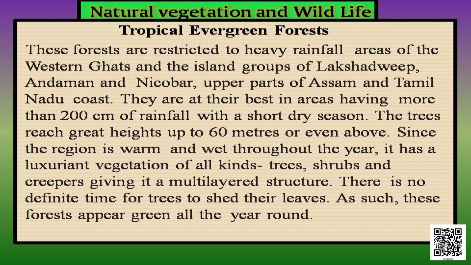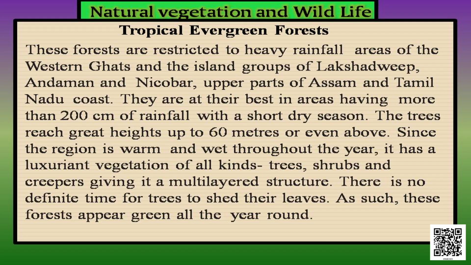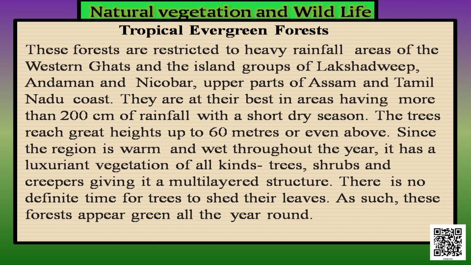In these areas, due to heavy rainfall of more than 200 centimeters of annual rainfall with a very short dry season, the trees grow very fast. The trees reach a great height, up to 60 meters or even above. Since the region is very warm and wet throughout the year, it has luxuriant vegetation of all kinds, trees, shrubs, creepers, giving a multi-layered structure. There is no definite time for trees to shed their leaves, so they are called evergreen forests, and because of that these forests appear green all through the year.